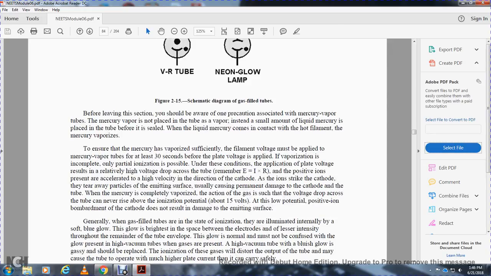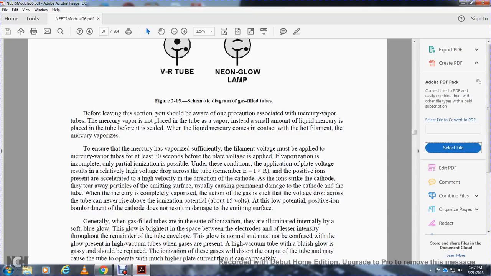Before leaving this section, the user should be aware of one precaution associated with mercury vapor tubes. The tube does not contain mercury vapor at first; instead, a small amount of liquid mercury is placed within the tube before it is sealed. When the mercury comes in contact with the hot filament, the mercury vaporizes. To be sure the mercury has vaporized sufficiently, the filament voltage must be applied to the mercury vapor tube for at least 30 seconds before the plate voltage is applied.